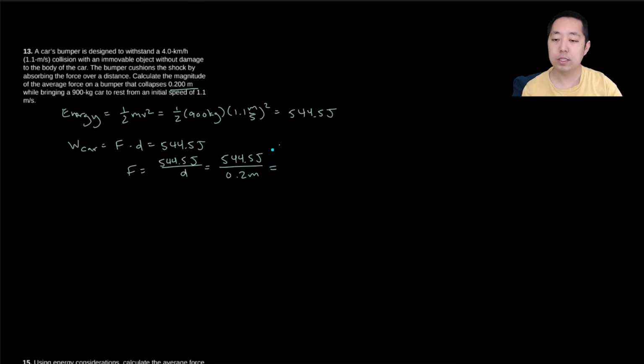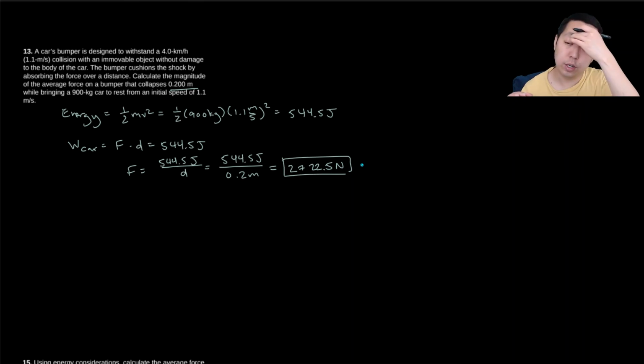And that's because it's the bumper that's pushing to slow the car, right? Because the bumper's crashing into something, the bumper is exerting work onto the car, and it's doing that for a distance of 0.2 meters. So that would calculate the force. And so that is 2,722.5 newtons. Okay? So that's how the work energy theorem works: the work done on the object must change the kinetic energy of that object.